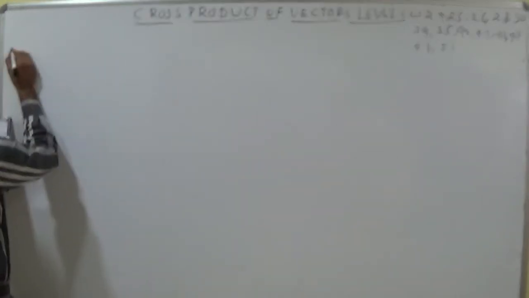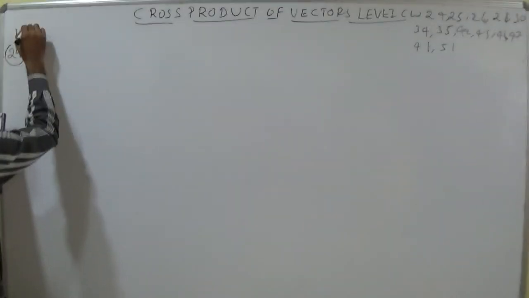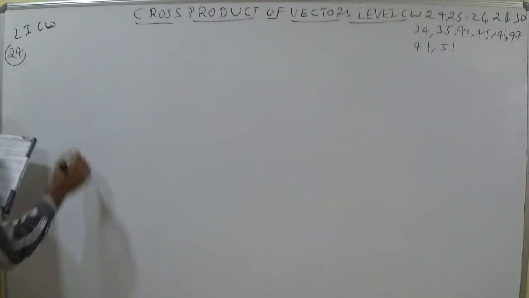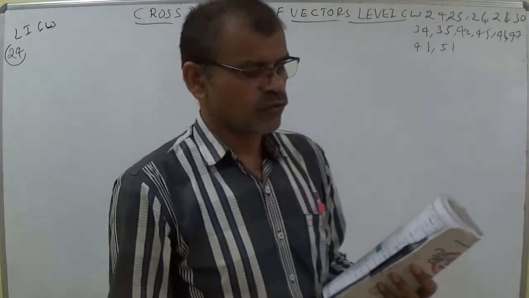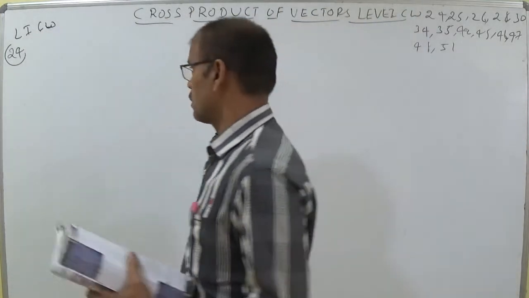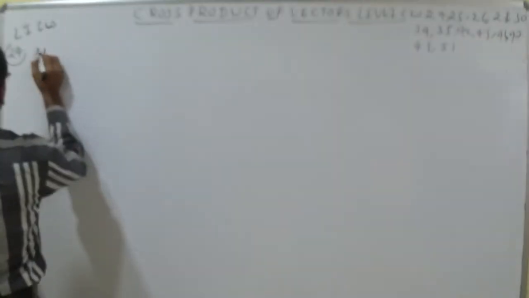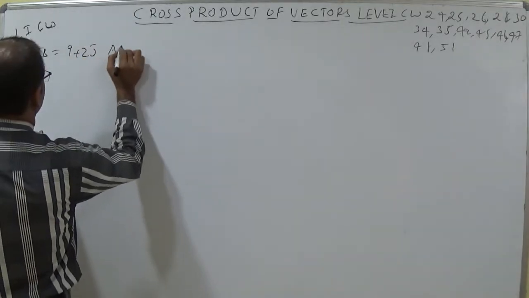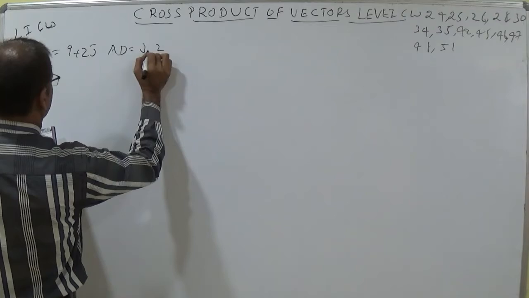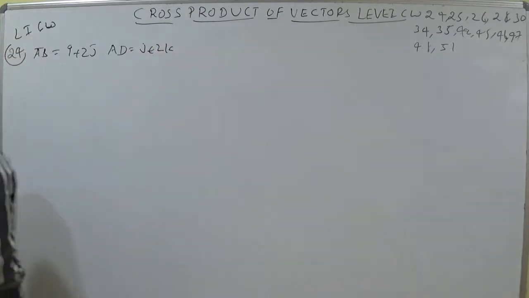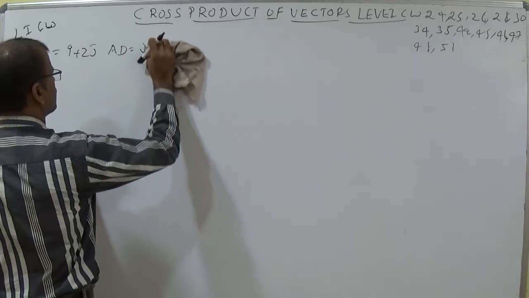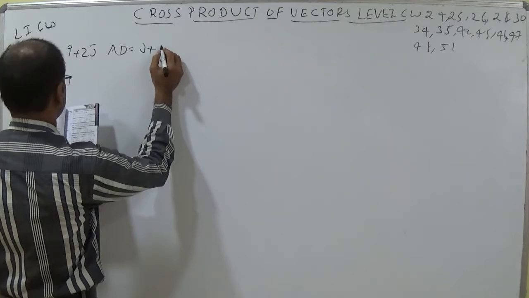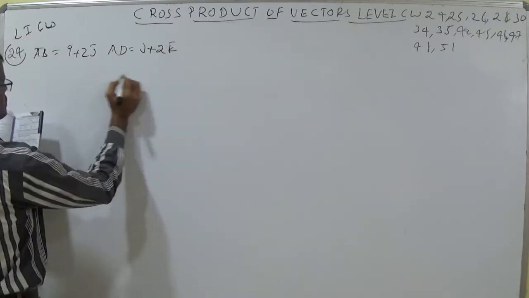Okay, let us start 24th question in level 1 class work. Level 1 homework also I will say according to this schedule. 24 we read: ABCD is a quadrilateral such that AB is equal to he given as I plus 2j and AD is equal to he given as j plus 2k, and AC also given. AB and AD given. AB value I plus 2j and AD value j plus 2k.